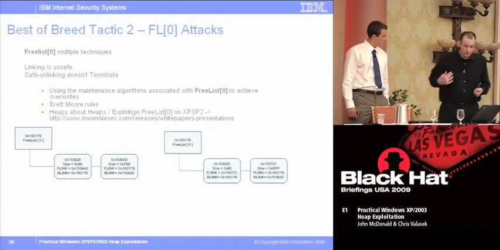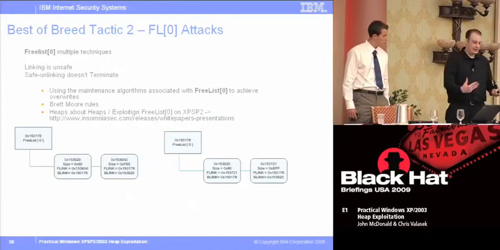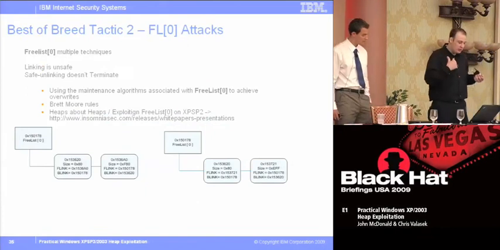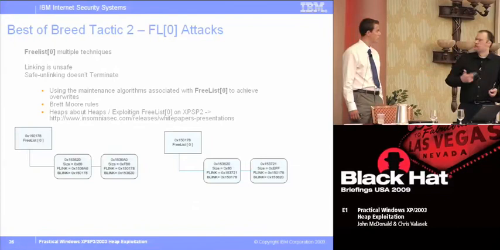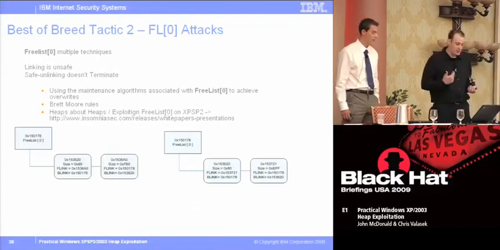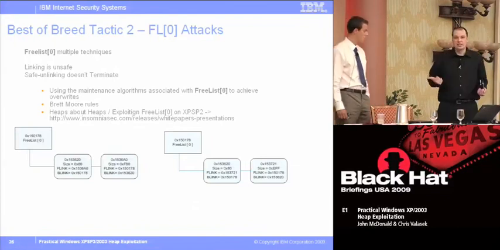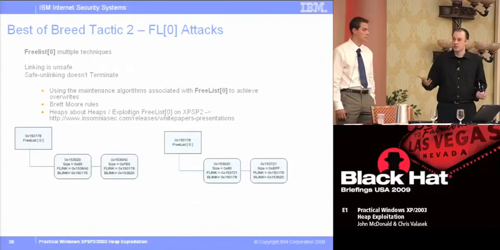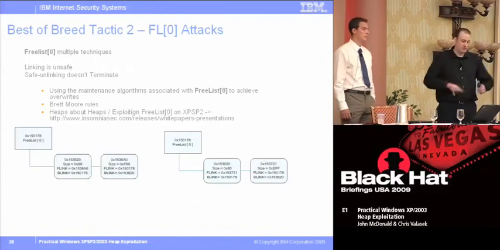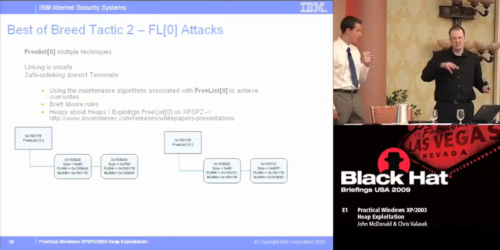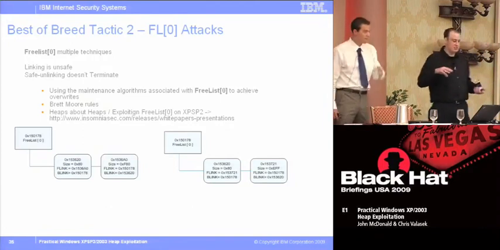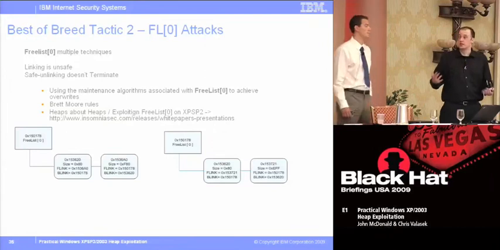The other very useful tactic is free list zero attacking. So there were 2 observations that Brett Moore made in his original paper and in his Black Hat presentation. The first is that linking doesn't have any security checks. So when a block is placed into the free list, there's a couple of things it can check, but it can't do the same level of robust checking that the unlinking does.